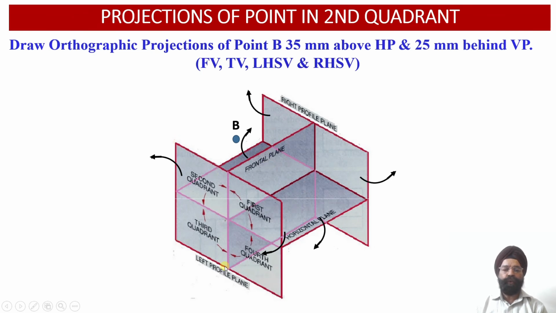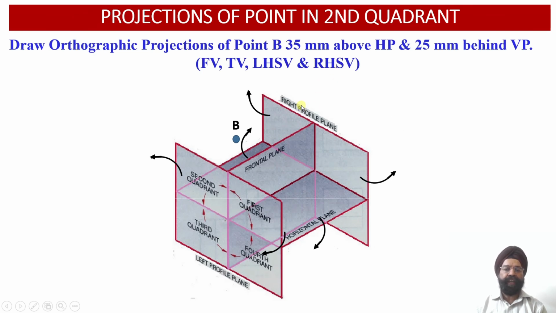Similarly, when the observer looks at this object from the left side orientation, the left hand side view projection of this point B will be obtained on the left side profile plane. This will be rotated towards the left hand side about this edge. Now we observe that the left side orthographic projection of this point B will be obtained on the left side of the front view orthographic projection above the XY reference line over here.